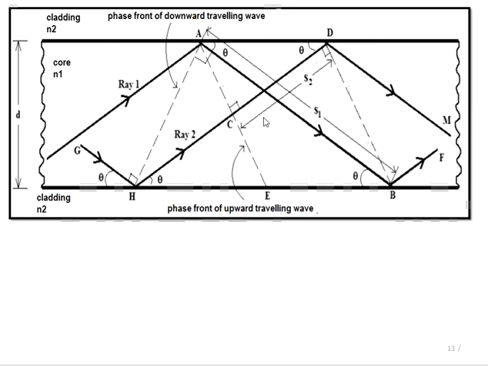Consider the core having refractive index n1, cladding refractive index n2, and the diameter of the core is given by d. Now there are two parallel rays, ray 1 and ray 2, which are incident inside the core. Ray 1 is reflected from point A, ray 2 is reflected at point D. In this case, the dotted lines indicate the phase fronts or wave fronts of the rays.